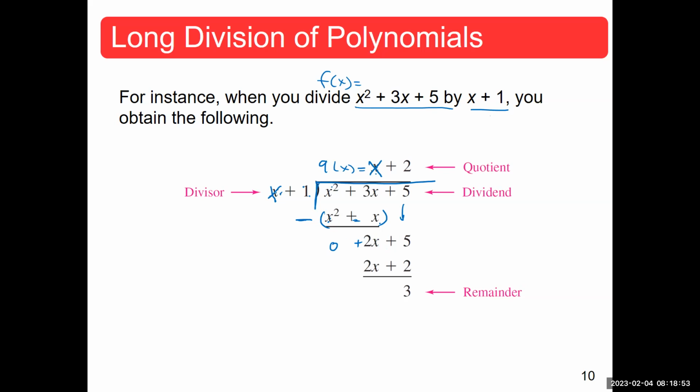Now I need to think, multiply this x by a number to get the 2x. Well, that's the 2. So we say here plus 2. Now 2 times x is 2x. 2 times 1 is 2. Now again, you subtract, put negative here. 2x minus 2x is 0. Then 5, this becomes also negative. 5 minus 2 is positive 3.